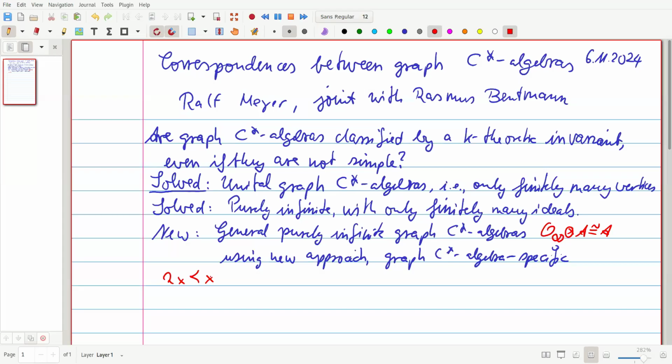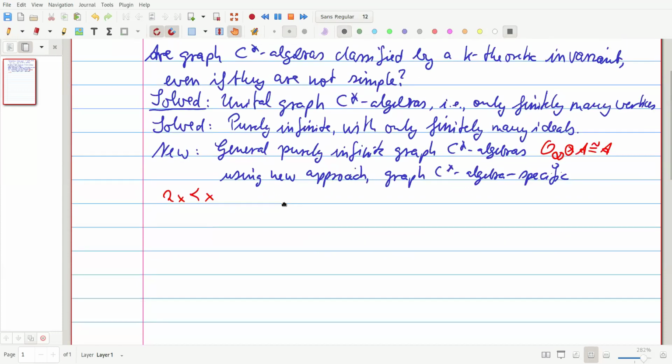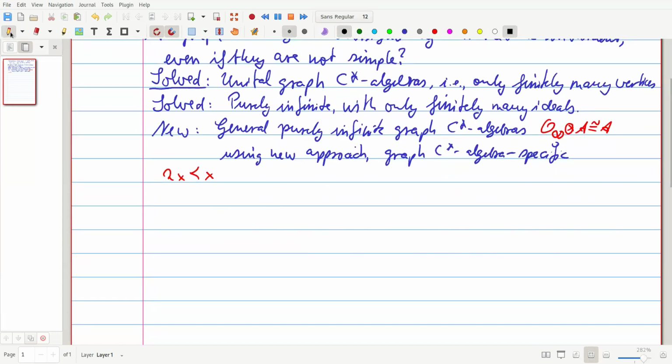So in most of my works, I just work with O infinity absorbing, which means O infinity tensor A is isomorphic to A. That's the property that you need to feed into Kirchberg's deep results. And that's the kind of black box which tells you that you can lift a KK equivalence to an actual isomorphism.